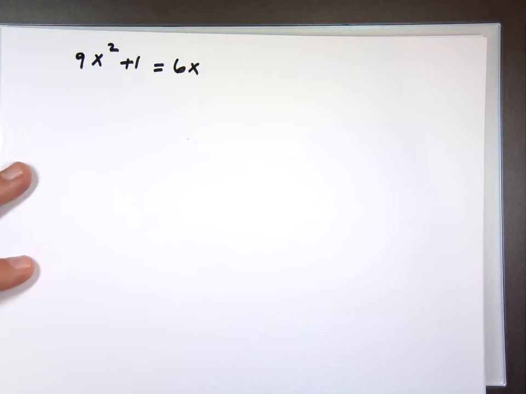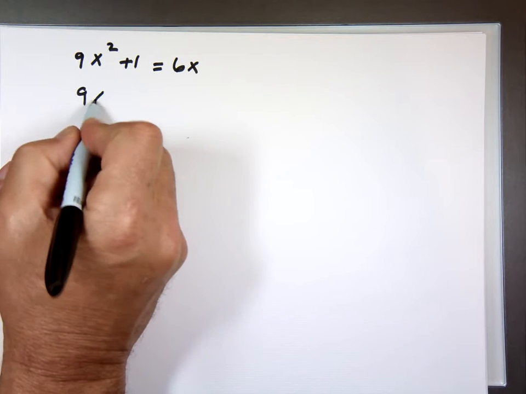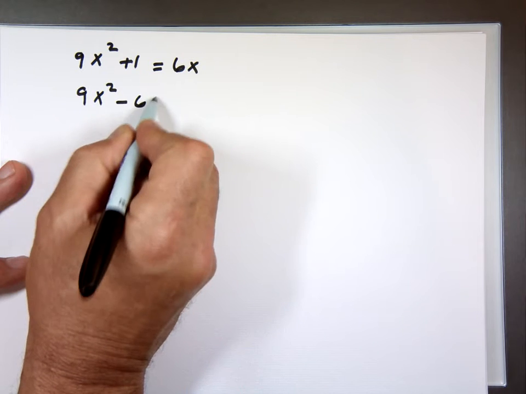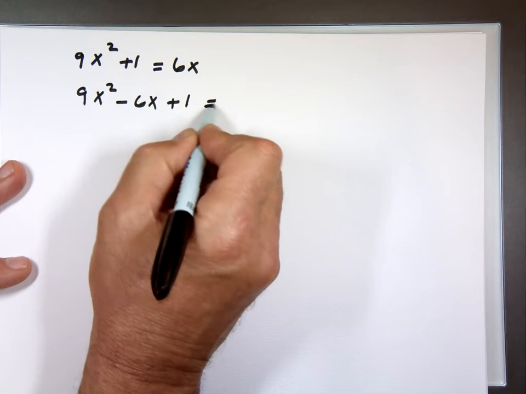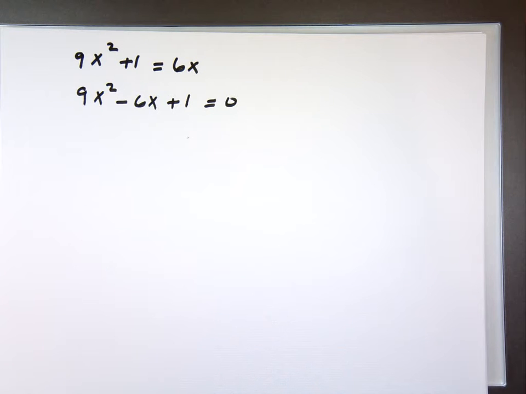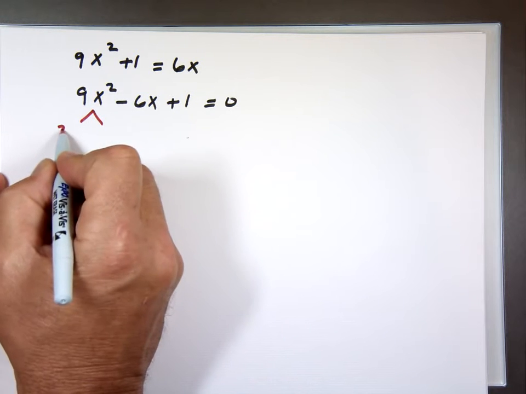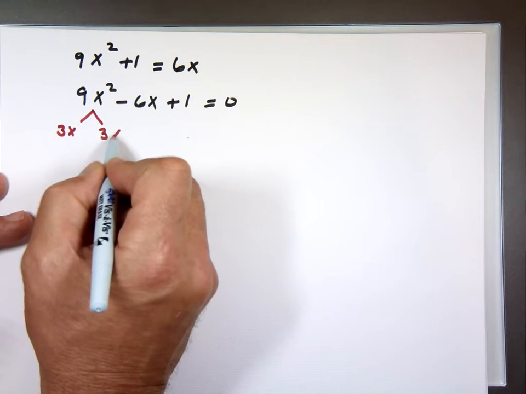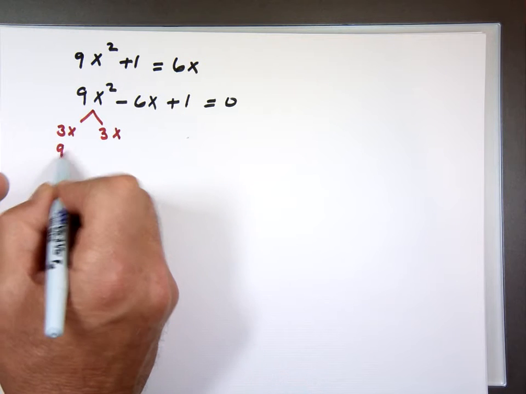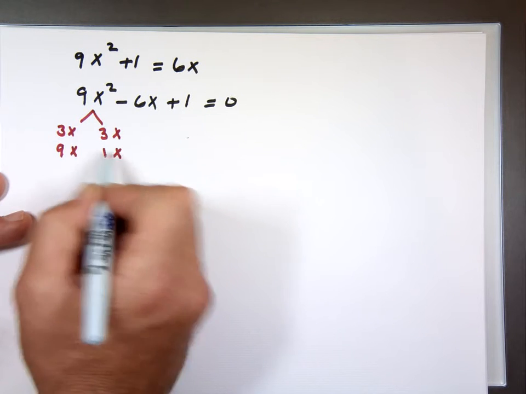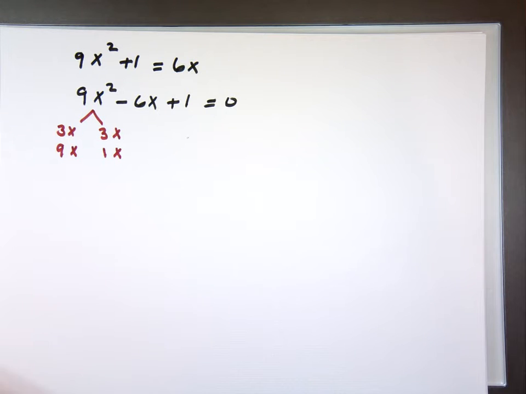First step, move to one side, and I like them in descending power. Now to factor this, because that number is different than 1, we're going to use the trial and error method, guessing game. You go, well, 9x squared, you can get that by multiplying 3x times 3x, or 9x times 1x. That's the only way to get 9x squared, using whole numbers. I don't want to use decimals.